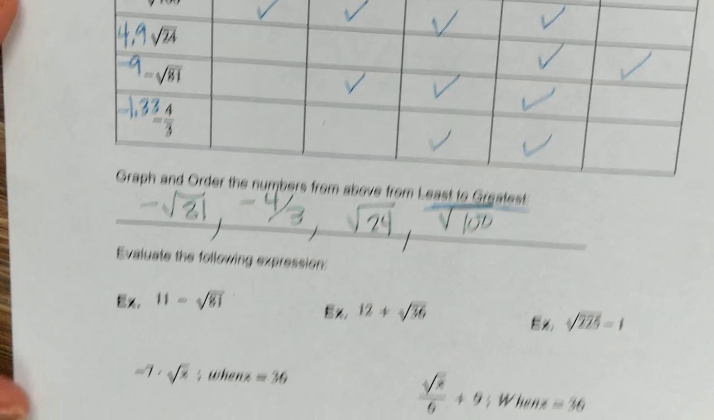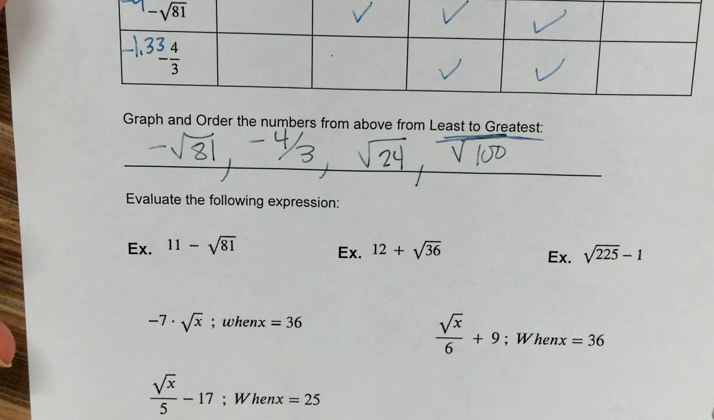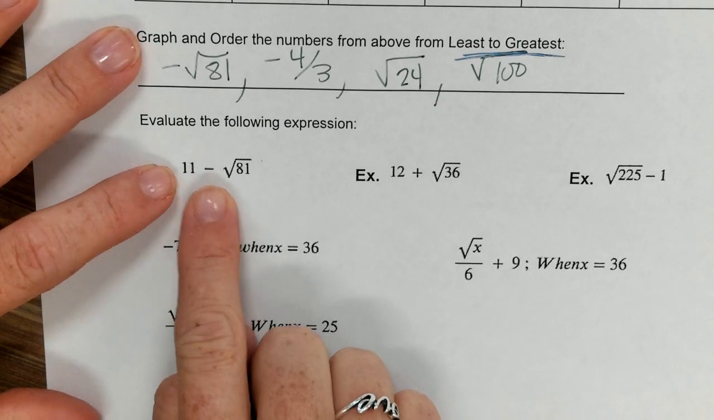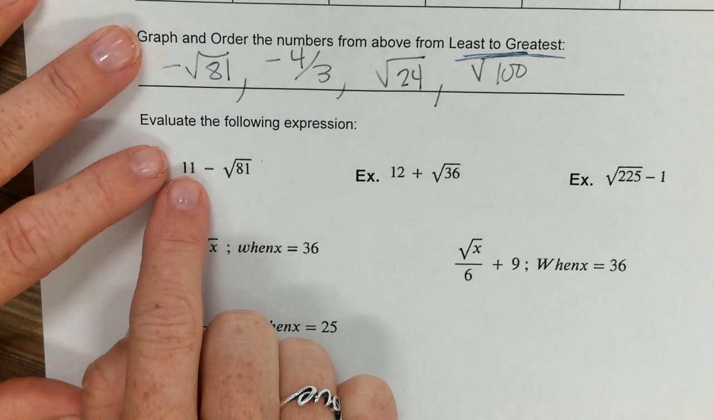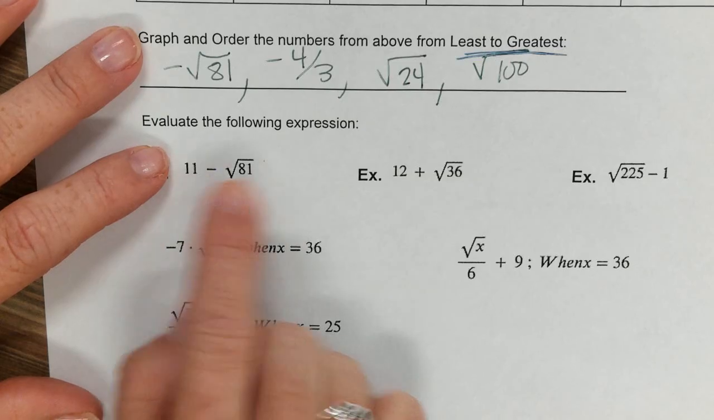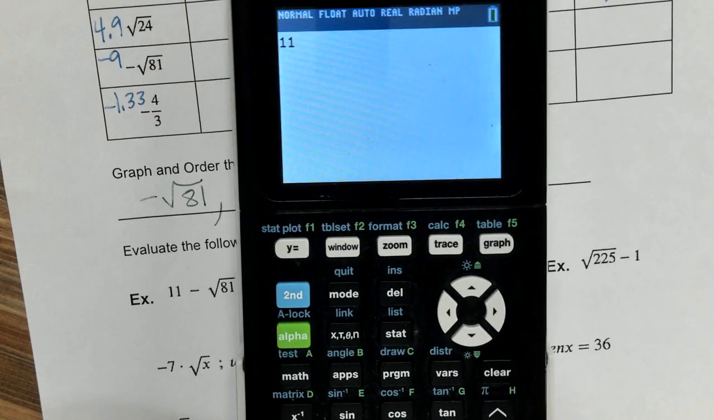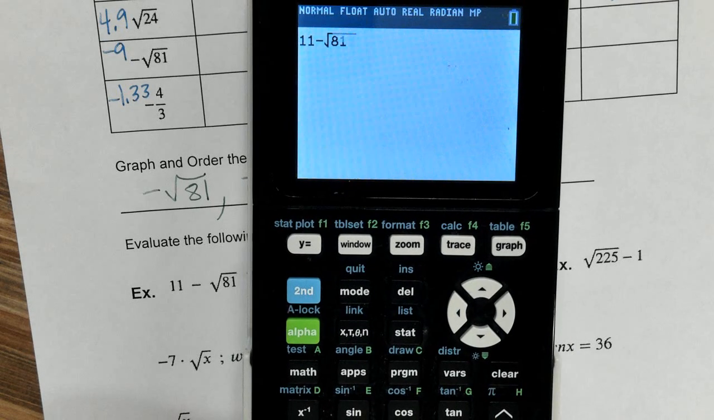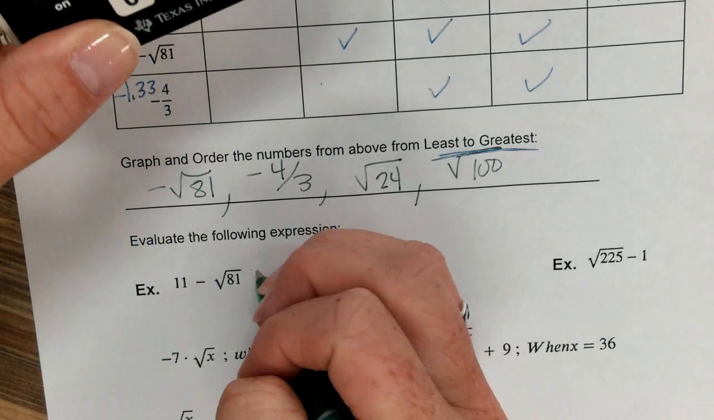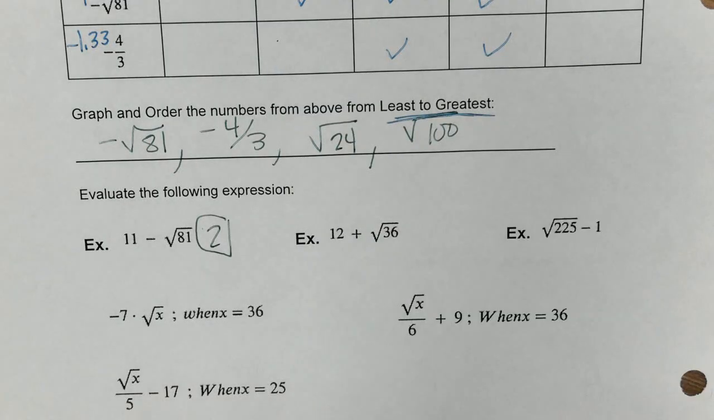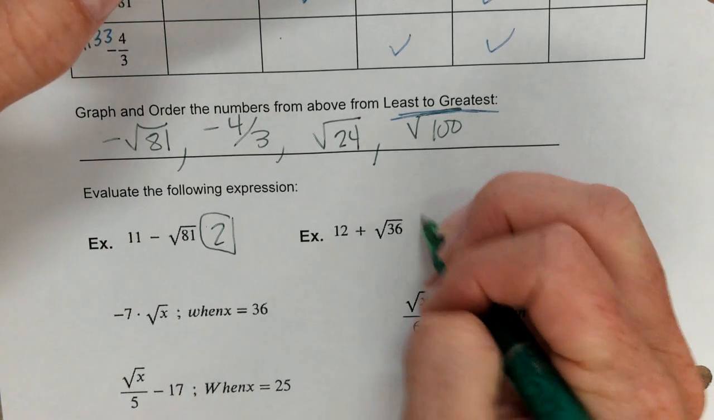Okay, questions on that? Now we're going to just go learn how to type some stuff in our calculator, and then you're done. So, on this one, how would I put this in my calculator? 11 minus the square root of 81. So, 11 minus the square root of 81 is positive 2. 12 plus the square root of 36. Y'all should be able to do that in your head. The square root of 36 is 6. What's 12 plus 6? 18.